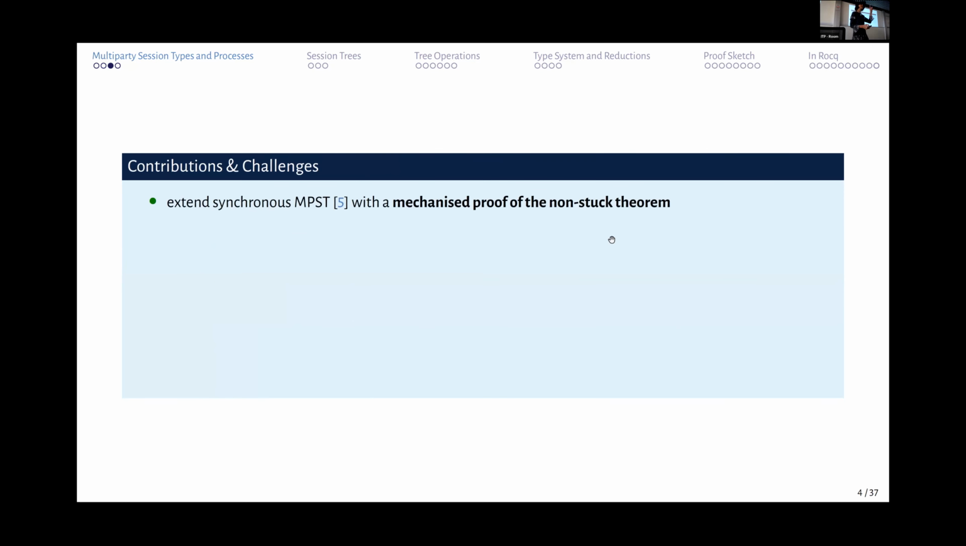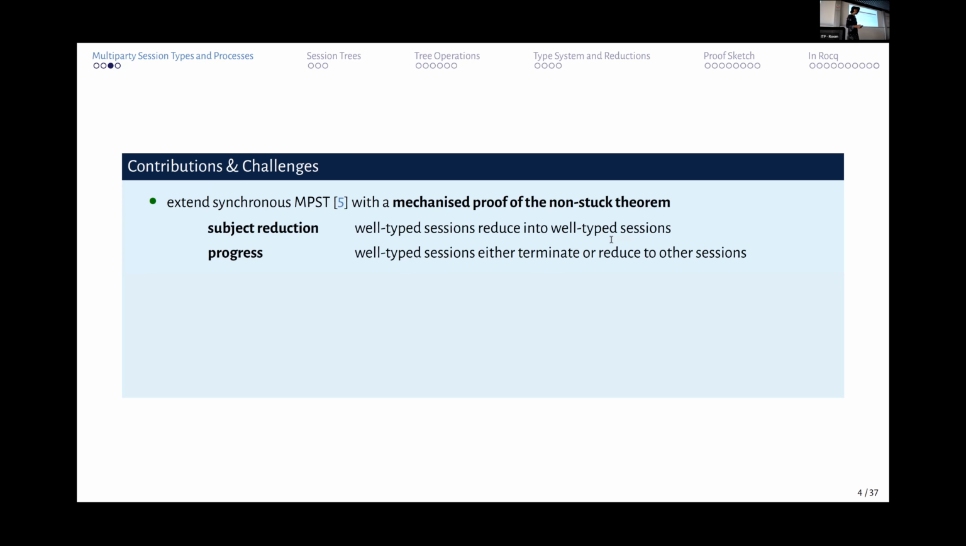What we have done in this paper is that we extended multi-party synchronous session types processes with a mechanized proof in the Coq theorem prover. Two results are proved. Subject reduction: types guarantee type safety, so a well-typed session reduces to a well-typed session. Next is the progress property: a well-typed session terminates or reduces to another typed session. This uses co-inductive reasoning over infinite session type trees. This is a key point of our mechanization.